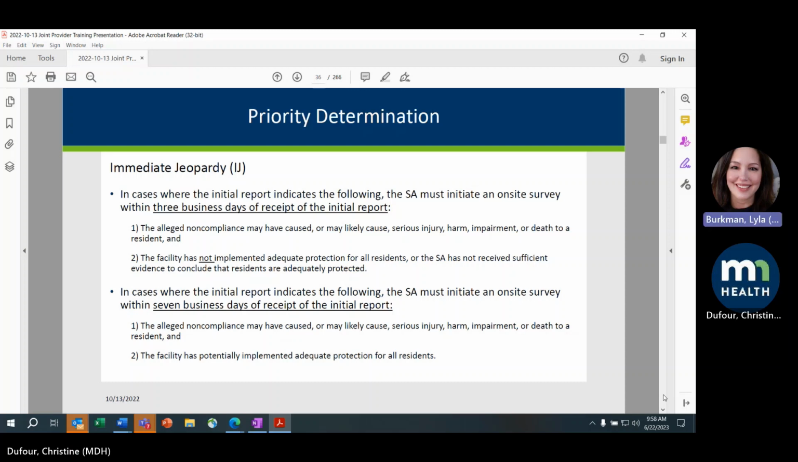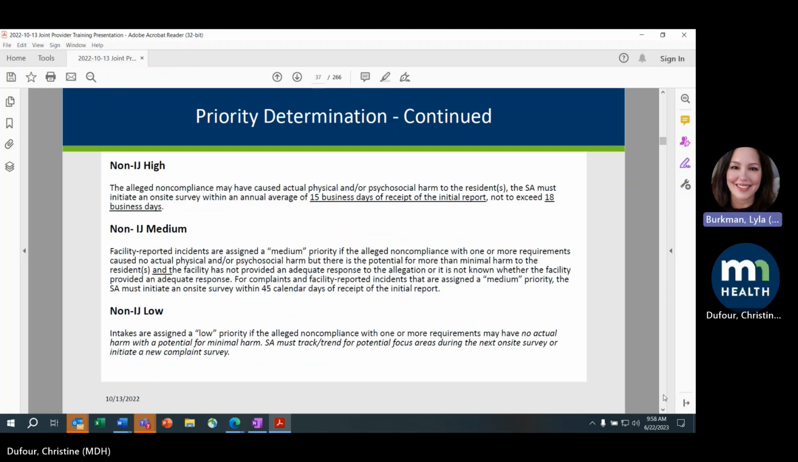Non-immediate jeopardy high is the alleged noncompliance may have caused actual physical and/or psychosocial harm to the resident. The state agency must initiate an on-site survey with an annual average of 15 business days of receipt of the initial report and not to exceed 18 business days.